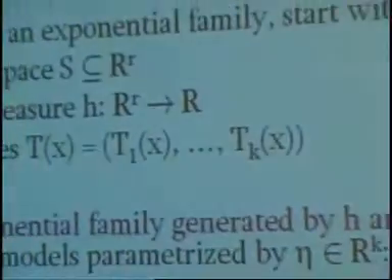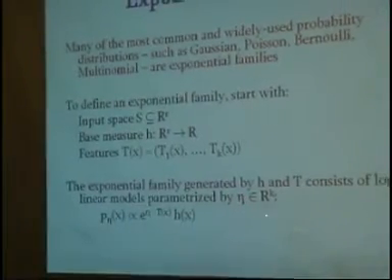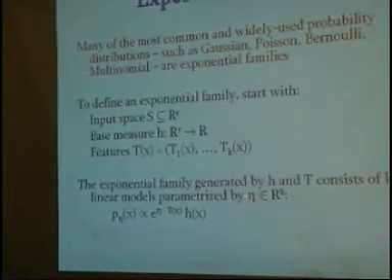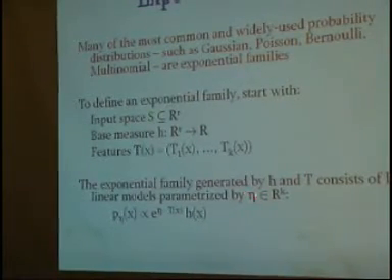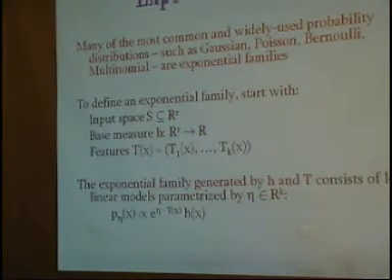Okay, so what do these things look like? Well, the exponential family generated by this particular base measure and this particular choice of features just consists of distributions of this form. Okay? Distributions where the probability of x is proportional to whatever the base measure is, times e to the linear function of the features. Okay? So each of these distributions is parameterized by a k-dimensional vector, where this k-dimensional vector specifies the linear combination of the features that goes into this exponent.